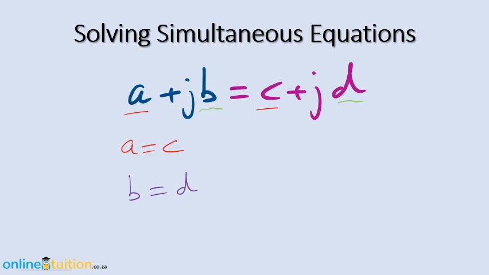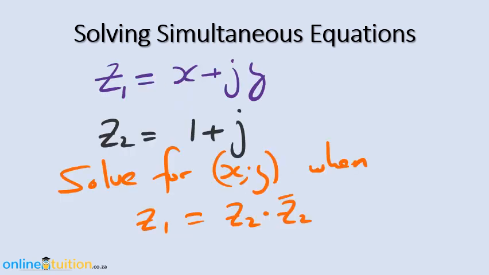So that's pretty straightforward. So when you have this sort of equation, you might think, oh, but hang on, just a single equation. But remember, we have imaginary parts and we have real parts. Let's try to cement this idea with a few more examples. So here it says solve simultaneous equations: z1 is equal to x plus jy and z2 is equal to 1 plus j. Solve for x and y when z1 is equal to z2 times z2 bar. Interesting. Let's have a look at what is forthcoming.